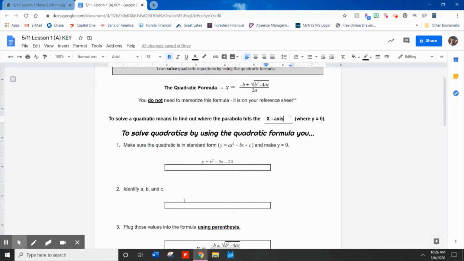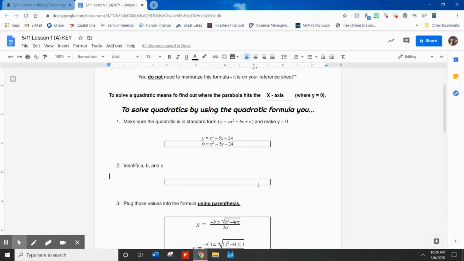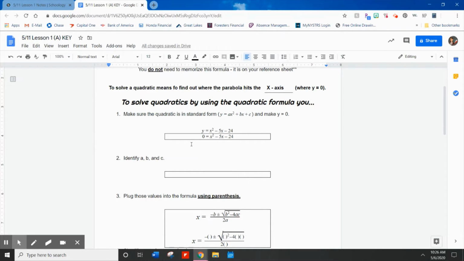We're going to go through these steps together. Our first step is to make sure the quadratic is in standard form. Standard form looks like highest exponent to lowest exponent. So for a quadratic, it looks like this: y equals ax squared plus bx plus c. Whenever we solve quadratics, we have to set y equal to 0 because that's what it means to solve a quadratic, as you can see right up here. So I'm going to copy and paste this equation and replace the y with 0, because again, we're finding the zeros or the roots or the x-intercepts of this quadratic.